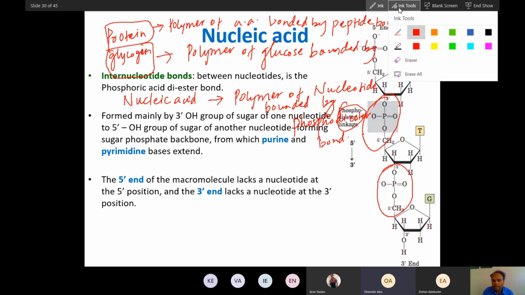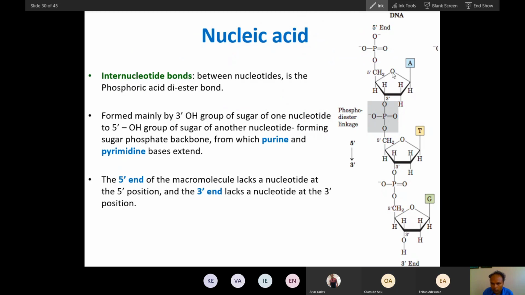So nucleic acid is simply this: this is one nucleotide. This is the sugar, with the base attached, adenine is attached, and then the phosphate is attached. This nucleotide is bound to another nucleotide by the phosphate, by this phosphodiester bond. Again, this nucleotide is bound to another through this phosphodiester bond, like this. So this is a polymer of nucleotides. Nucleic acid is a polymer of nucleotides bound by phosphodiester bonds.